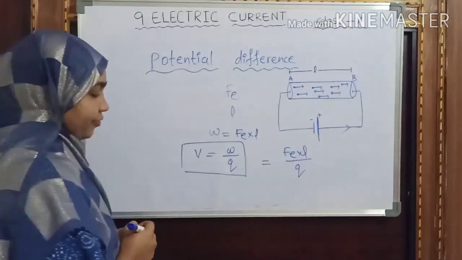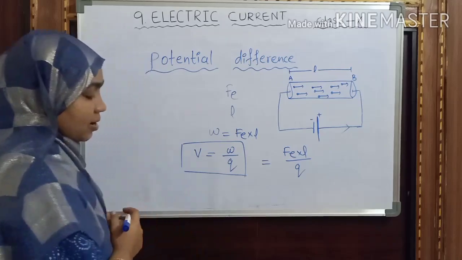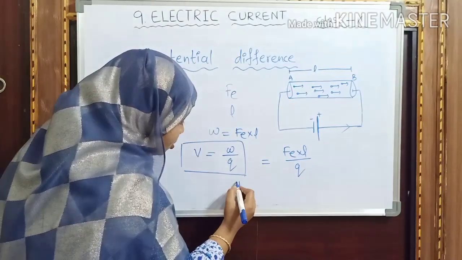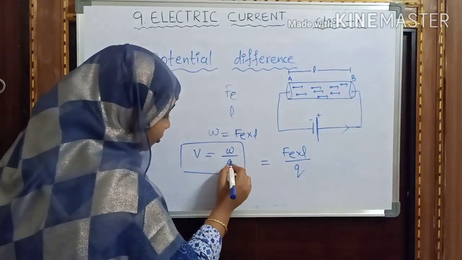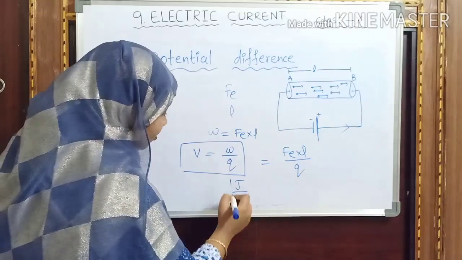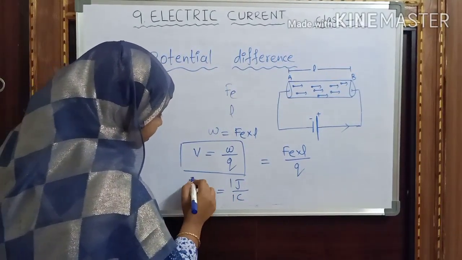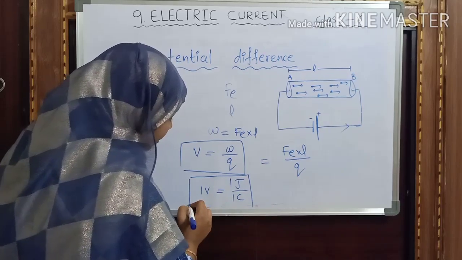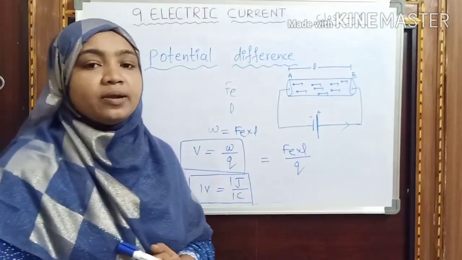The SI unit of this potential difference: what is the unit for work here? Joule. We measure work in joules. And Q, what is Q here? Q is charge, so we measure it in coulombs. Joules per coulomb. 1 joule per 1 coulomb is always equal to 1 volt. So we measure the potential difference in volts. So 1 volt is always equal to 1 joule per 1 coulomb.